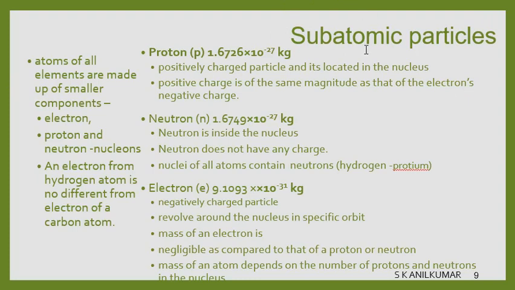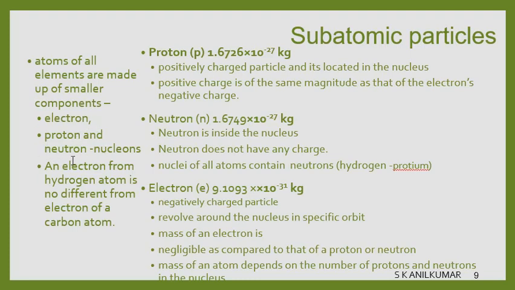Now, what are subatomic particles? Atoms of all elements are made up of smaller components. The atom was thought to be the indivisible part. All atoms of an element are similar, and display all the characteristics of that element. Atoms have smaller components. They are called electron, proton, neutron. Proton and neutron together are called nucleons. Whatever is within the nucleus is called a nucleon, proton and neutron. Then you have electrons outside the nucleus.